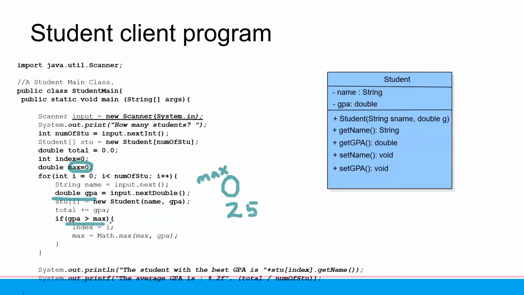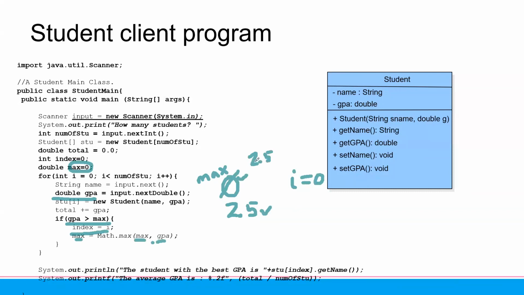Now there is a condition. GPA is greater than maximum. So 2.5 is greater than 0. Yes. Because it is yes, then the index will be updated to i. So the i will be 0. And then the maximum will be the maximum comma GPA. The maximum is 0 and GPA is 2.5. So the maximum will be changed to 2.5.